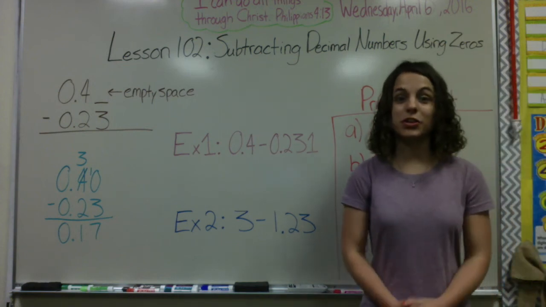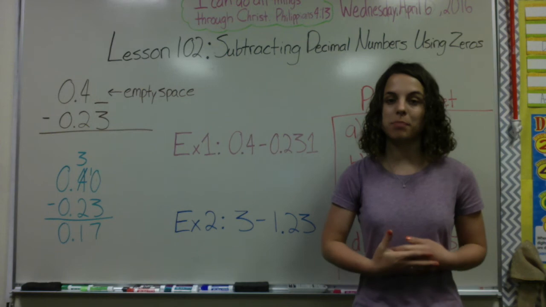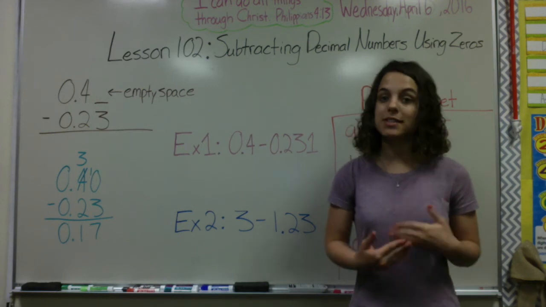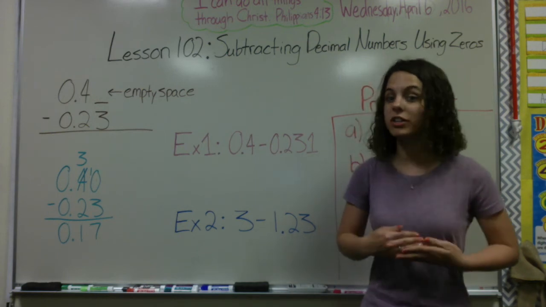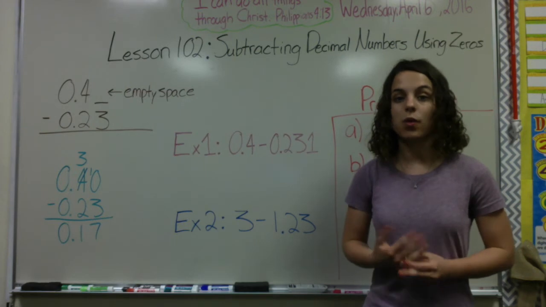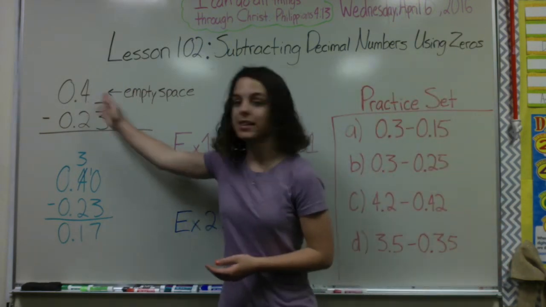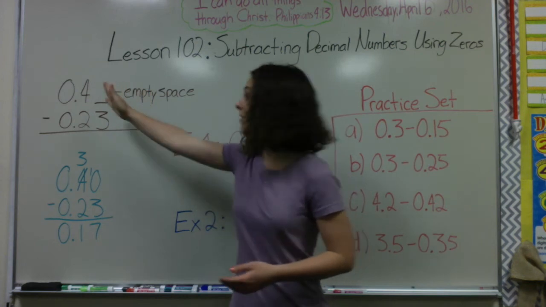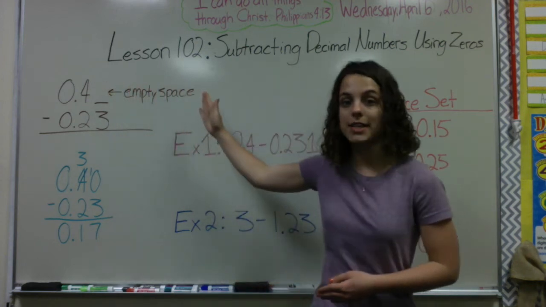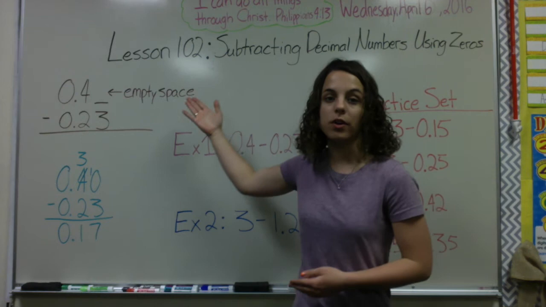Lesson 102. This is called subtracting decimal numbers by using zeros. Now, some of these types of problems we've already looked at before, because what we need to remember is that we can have zeros at the end of a decimal number, and we can have as many zeros as we want, and the value will not change.